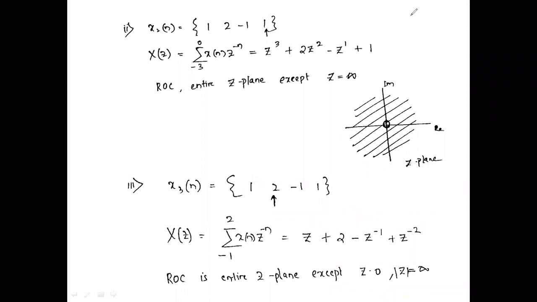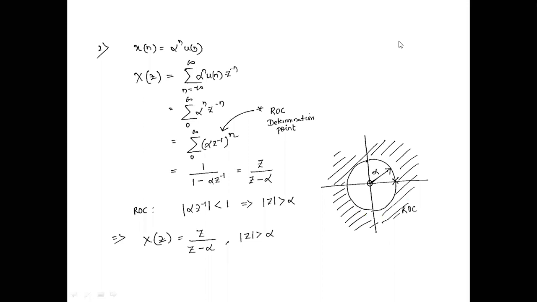Now let us see the next question here. What is the signal here, by the way? Alpha to the power n into u of n. Compared to the previous questions we saw, where the signals were of finite duration, you can see this particular signal is of infinite duration. Alpha to the power n into u of n is of infinite duration on the right side.